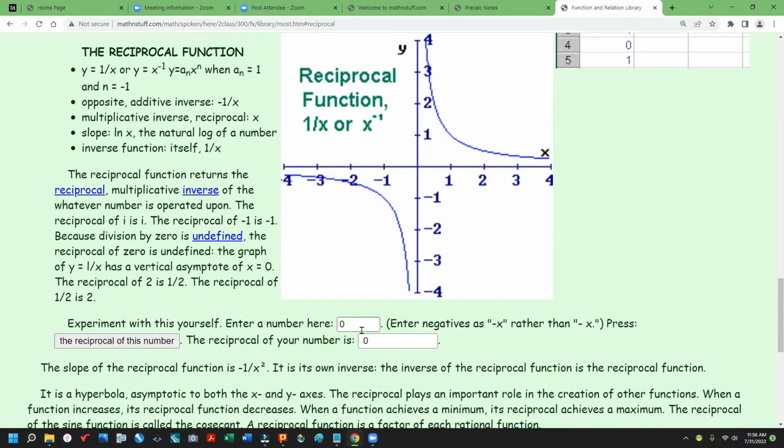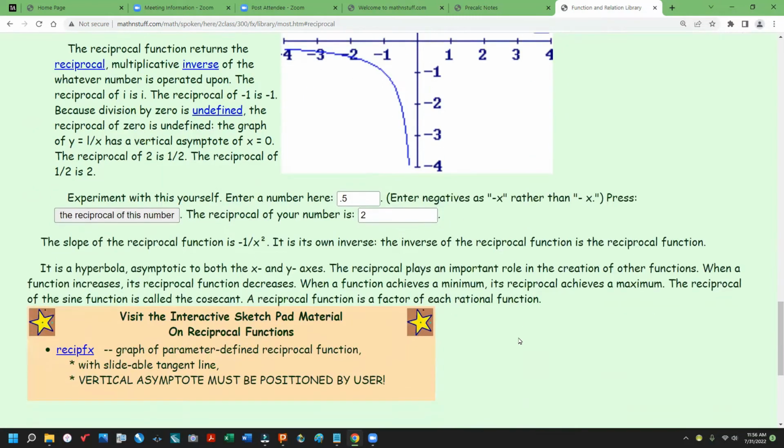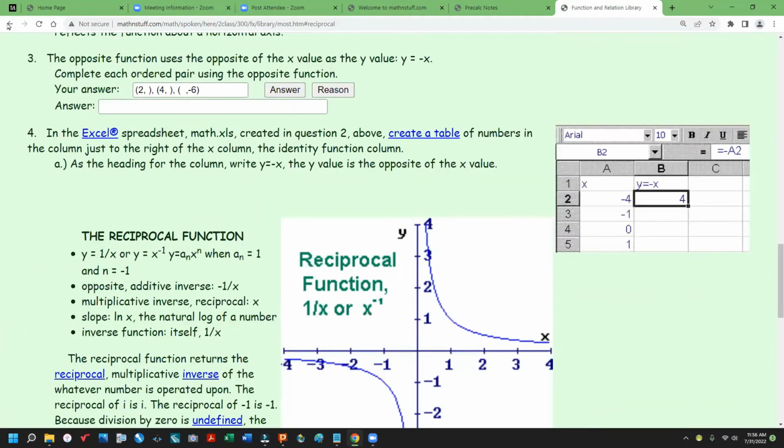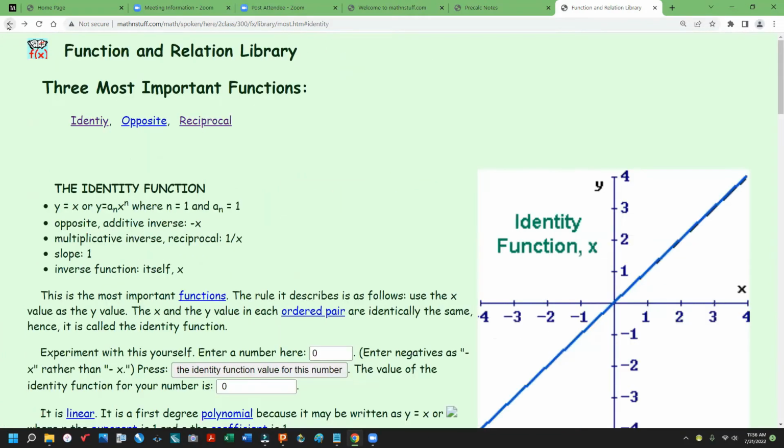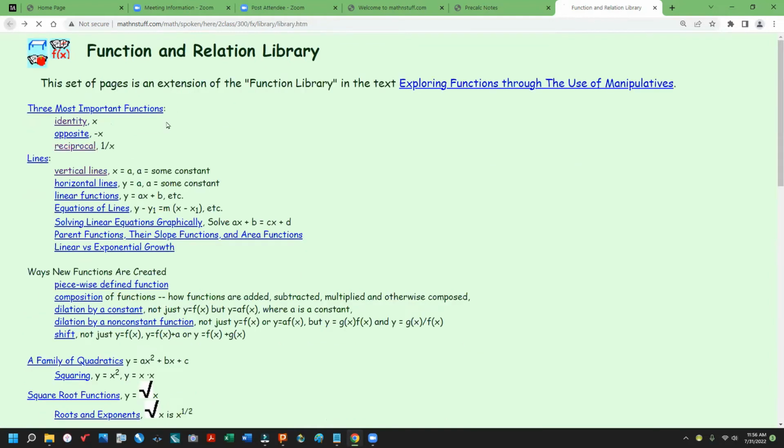Experiment with it yourself. Put in a number, 4. What's the reciprocal of this? Take the 4 and flip it, you get a quarter. Let's put in a half. Take a half and flip it, you get 2. And I think we can go back here.